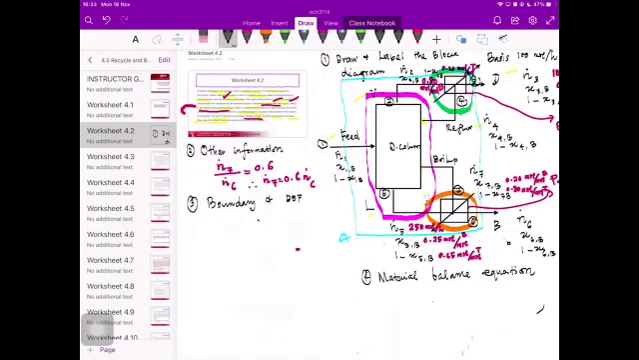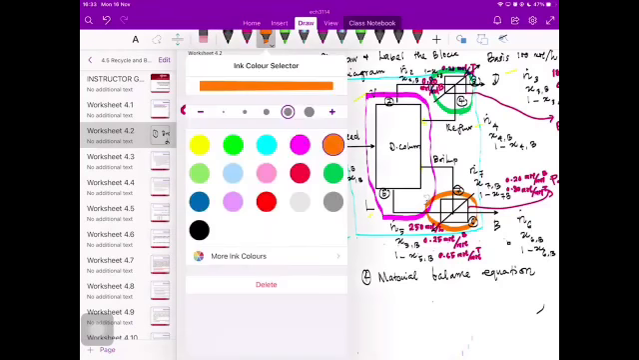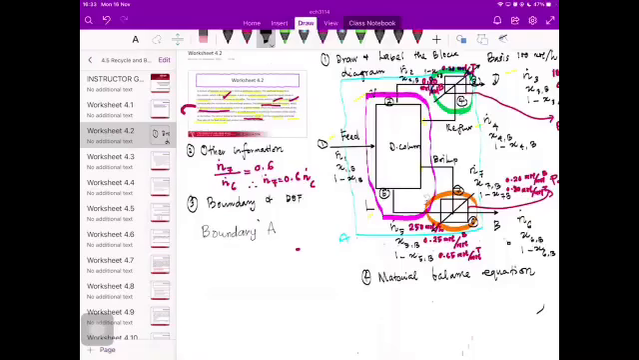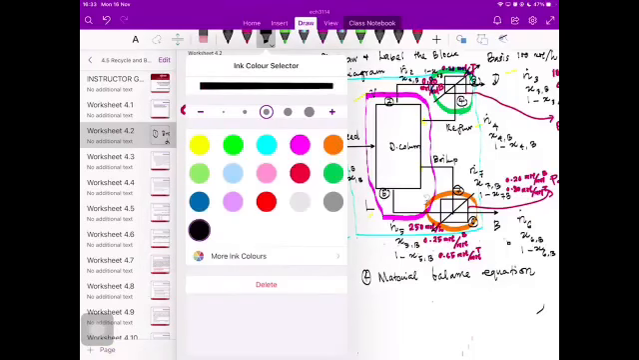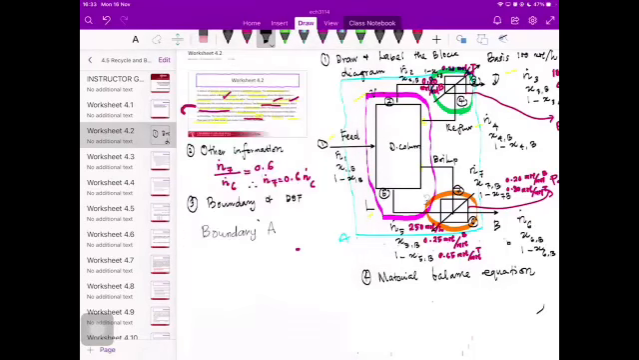Let's say boundary A. Okay, our boundary A. What is in boundary A? How many unknowns? Okay. So boundary A, the number of unknowns.